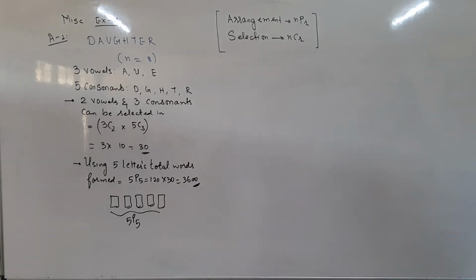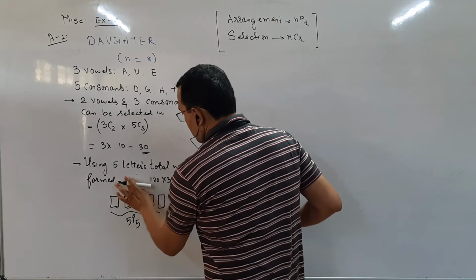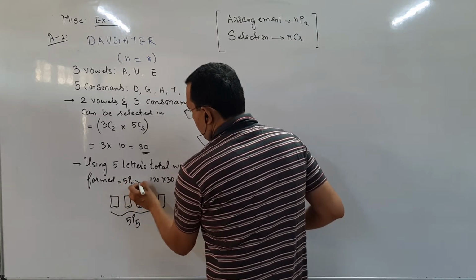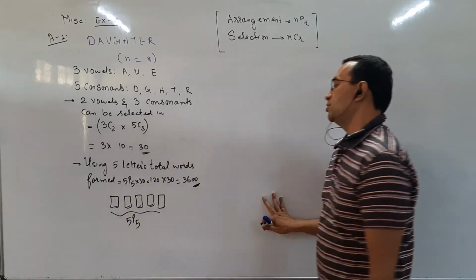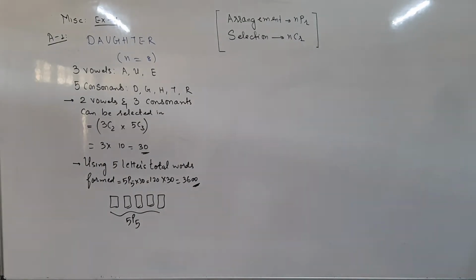Why? Because first we are selecting 5 and then we are arranging 5. So for selection we have used combination, and then for arrangement we have used permutation. So I should have written it like this, students: 5P5 into 30, and that is 120 into 30, and that is 3600. This is the concept involved in the sum. First we are selecting. After selecting we are arranging. So here we have a combined use of permutation and combination. A similar sum we will do together so that students you can understand.